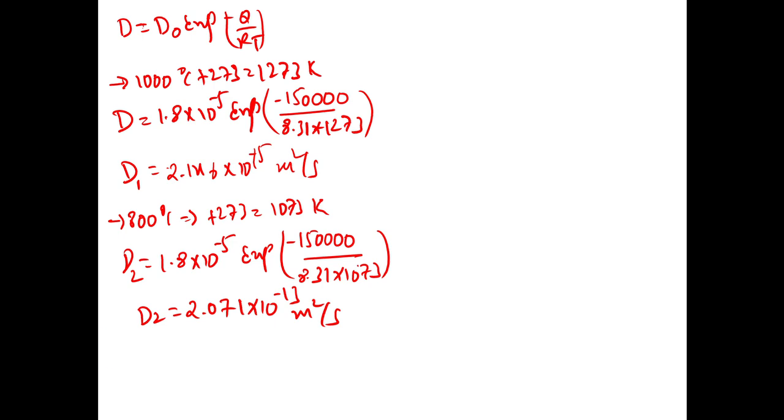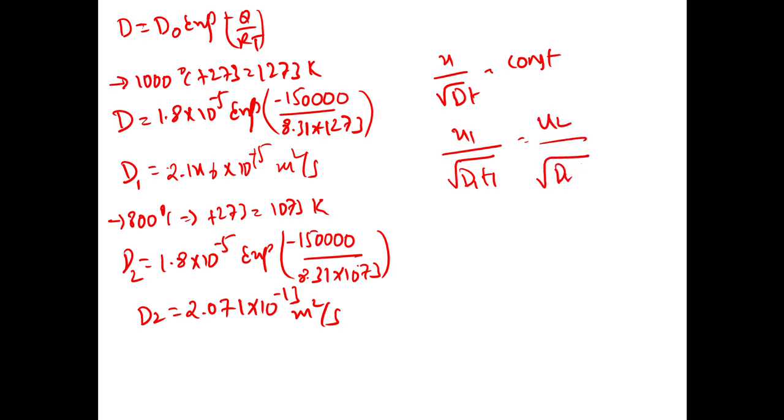Then what we will be doing here is need to calculate the x value. So we will be using the generalized condition x by root Dt is equals to constant. That means x1 by root D1 t1 equal to x2 by root D2 into t2. As we know, t value is the same, the equation will be reduced to x1 by root D1 equals x2 by root D2.